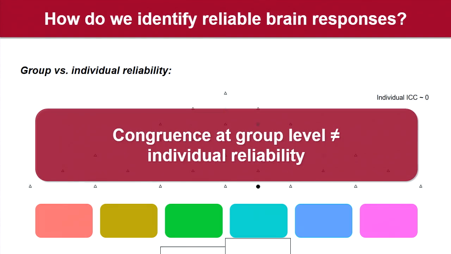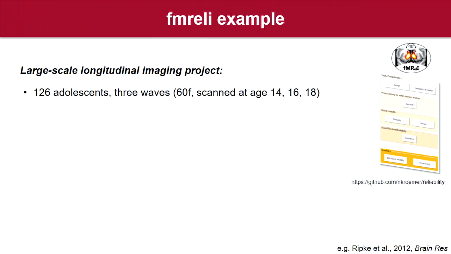So the first important conclusion here is that the congruence at the group level is not the same as reliability on the individual level. These two are different concepts. And as this is still a bit abstract, of course, we also tried to validate our toolbox on an actual data set that we had.